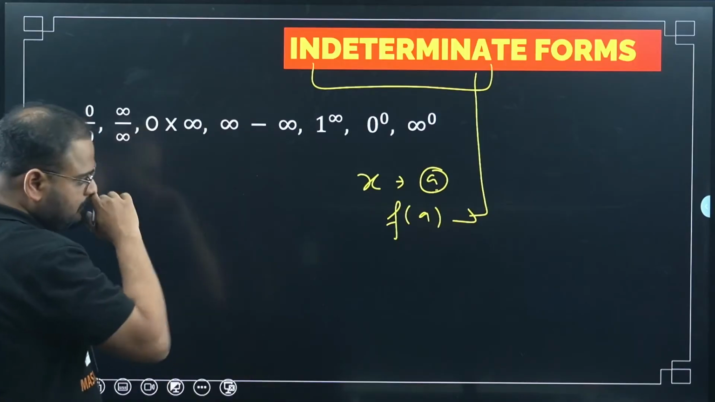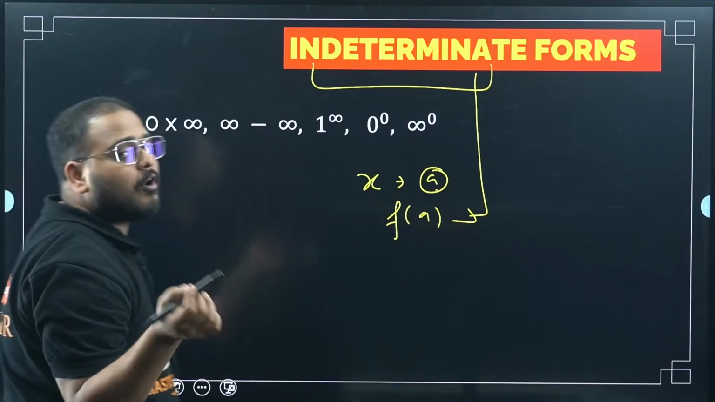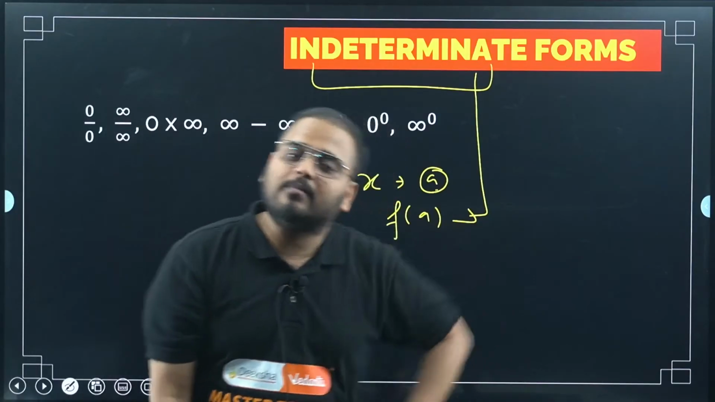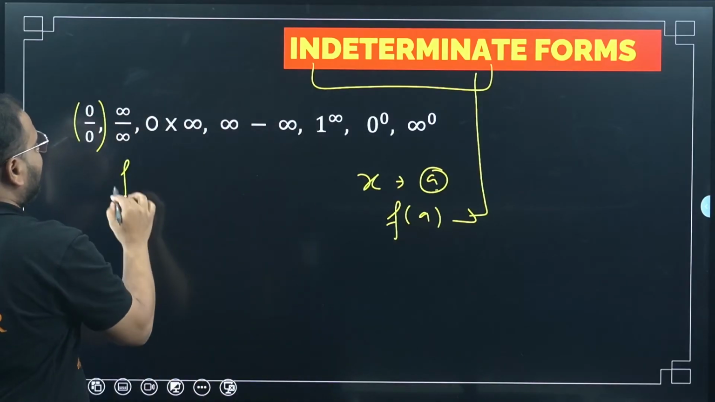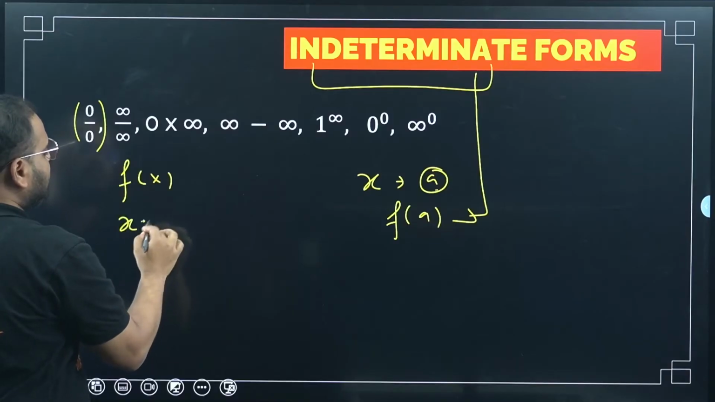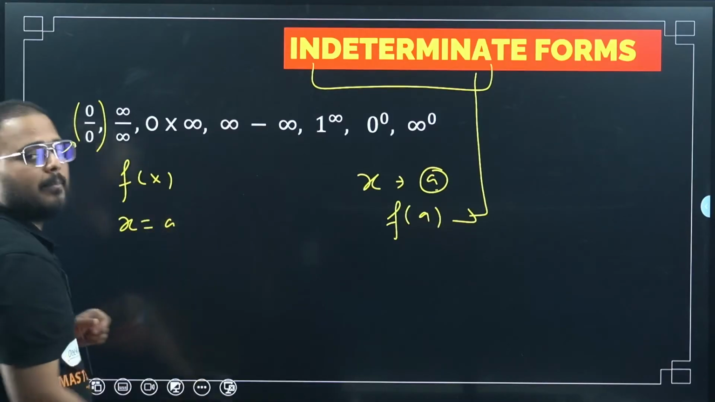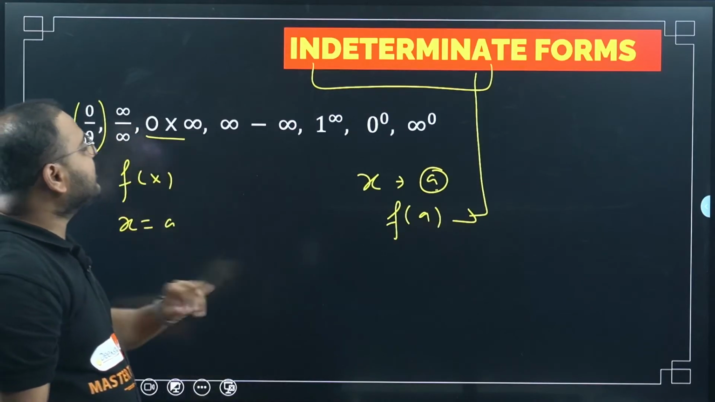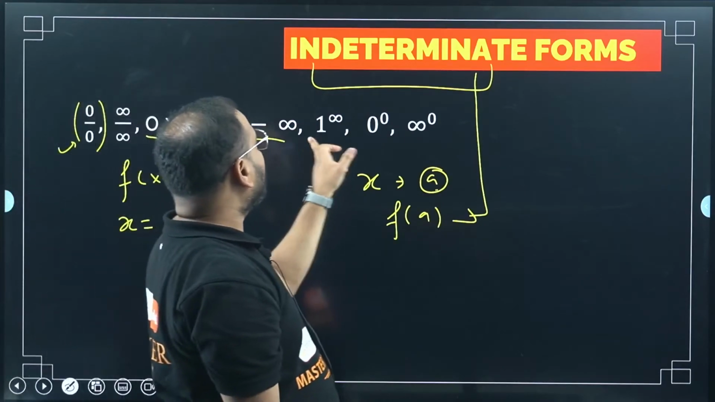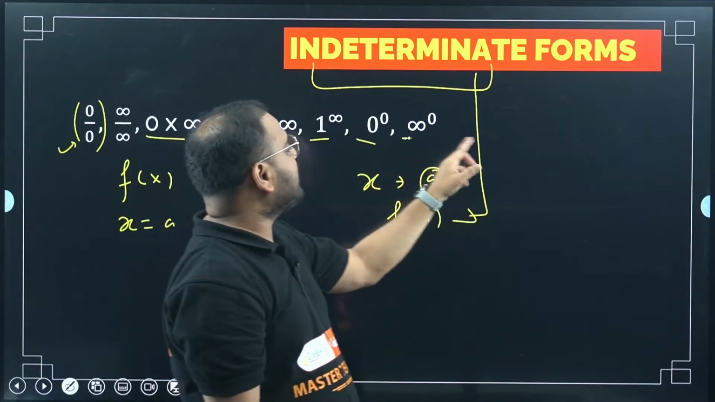For example, in this condition you check. A few very standard indeterminate forms are, if I have a function f(x), after putting x equals a, the function gets to the form 0 by 0, or infinity by infinity, or 0 into infinity, or infinity minus infinity, 1 power infinity, 0 power 0 and infinity power 0.